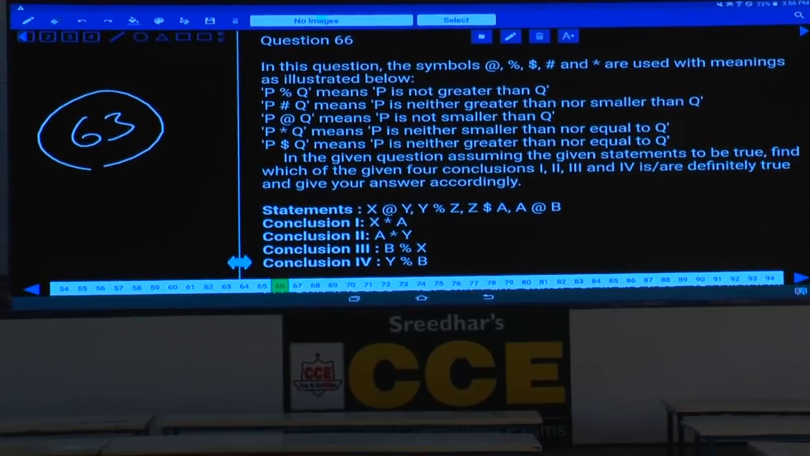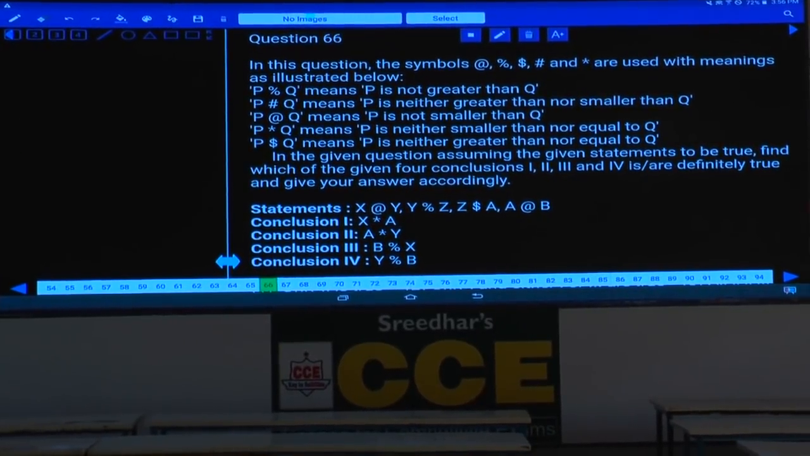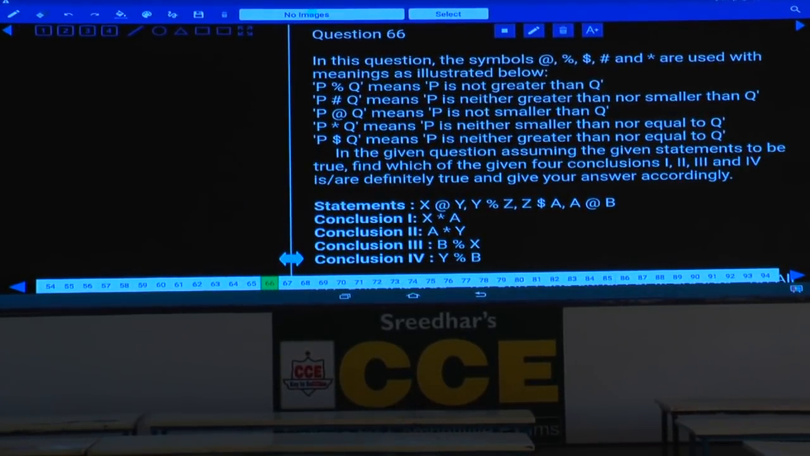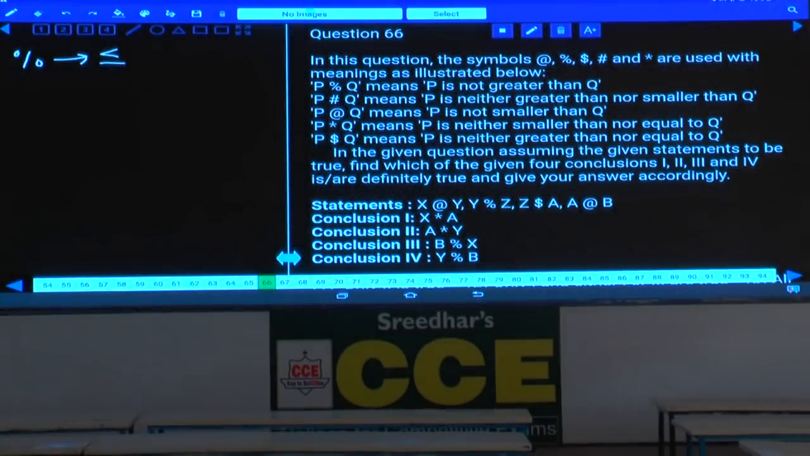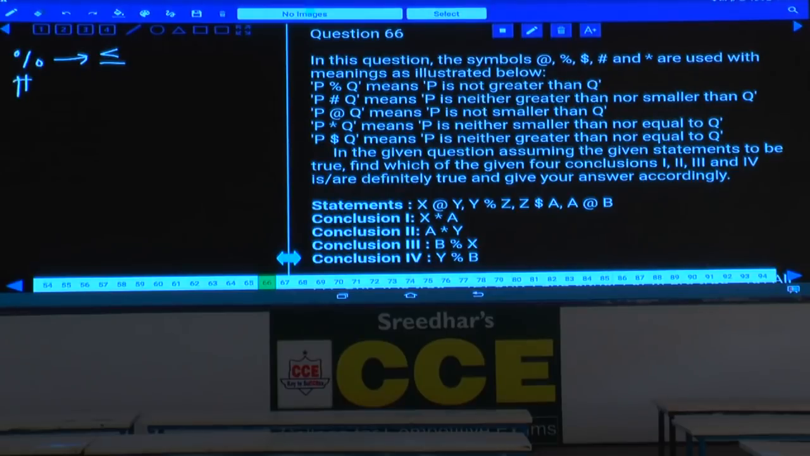Percentage stands for what? Here percentage means not greater than. As it is not greater than, it must be either lesser than or equals to. And next one, hash stands for what? Hash stands for neither greater nor smaller, so it must be equal to.